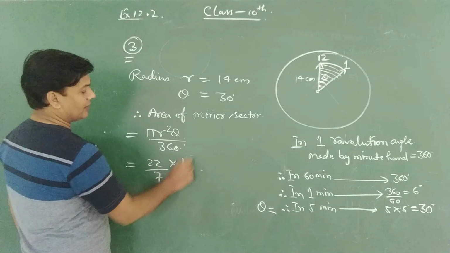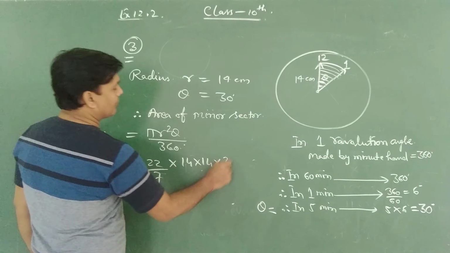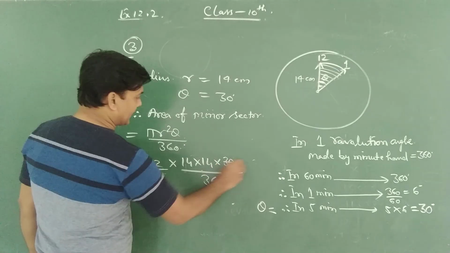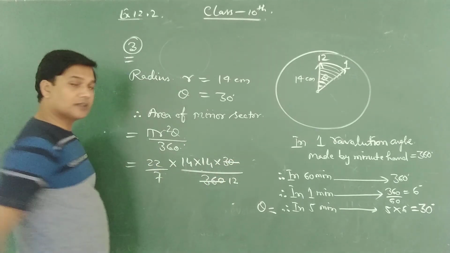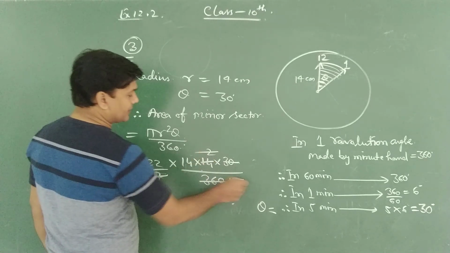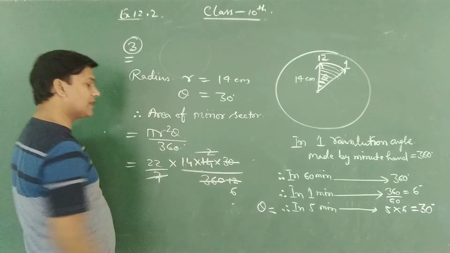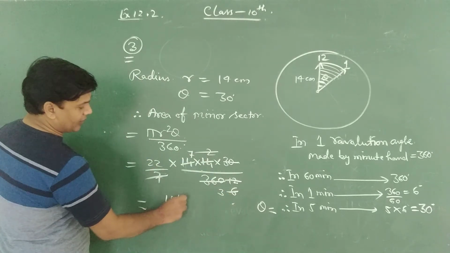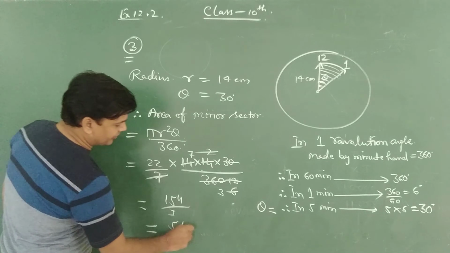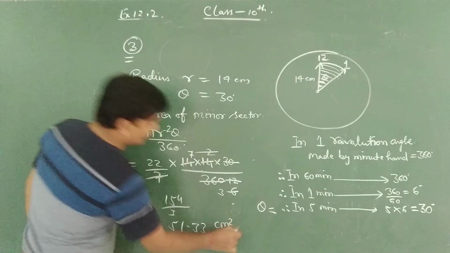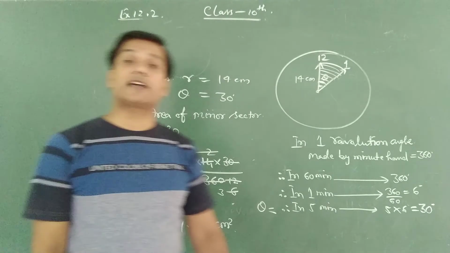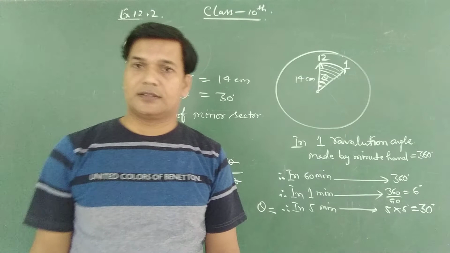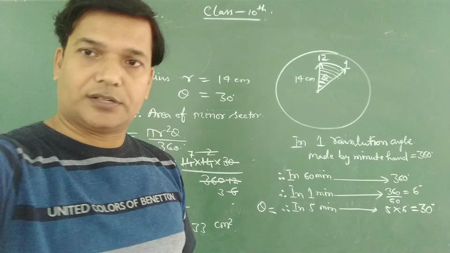What is radius here? 14 into 14. What about the theta? 30. In denominator 360. So 30 cancel this 12 times. 7 cancel this 2 times, which cancel this one 6 times. And this is 7, this one is 3. So 22 7 154 divided by 3, you will get 51.33 centimeter square. So this is the way to find out the area swept by the minute hand in 5 minutes.